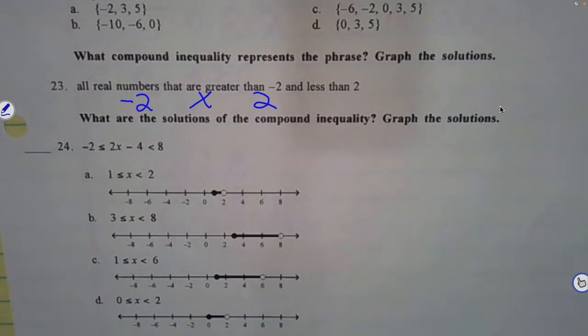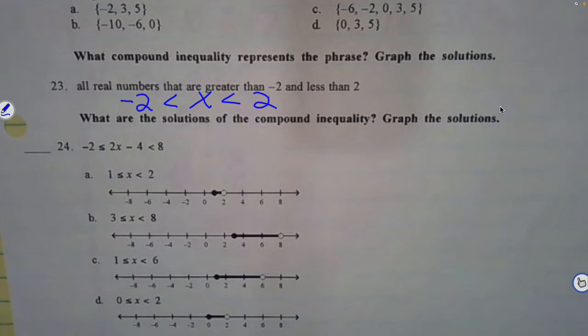Now, it says greater than -2, and y'all, if you remember, it always is going to point that direction. They're going to point the same way. Greater than -2. If I read that, x is bigger than -2, less than 2. X is less than 2. That just says x is between those two numbers. X is between -2 and 2.